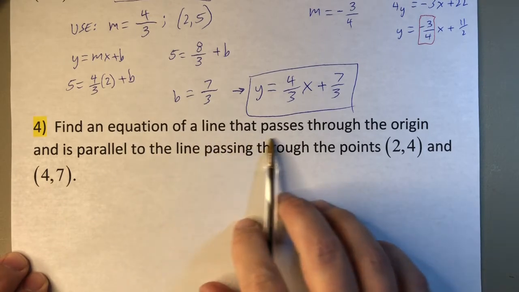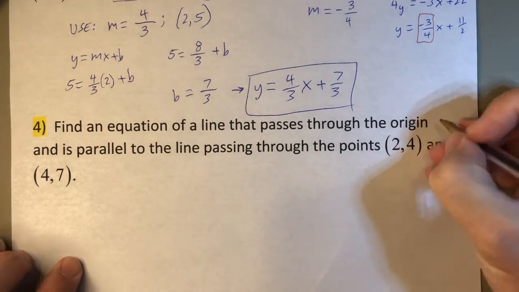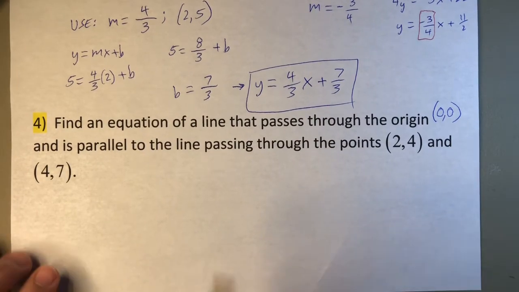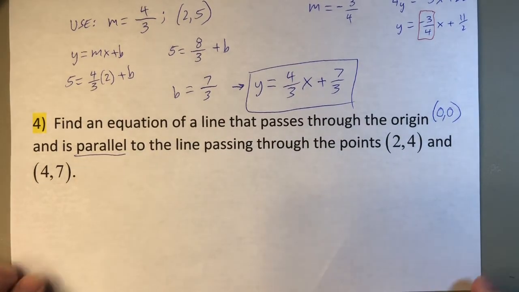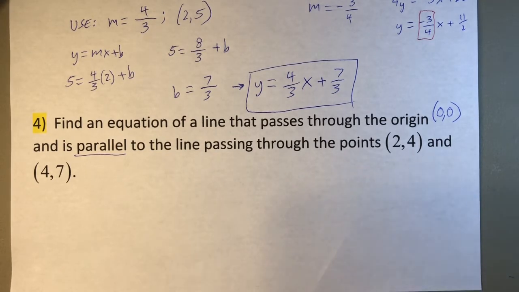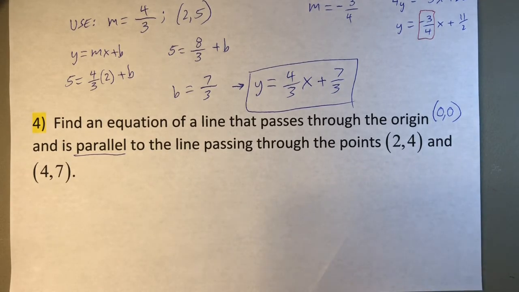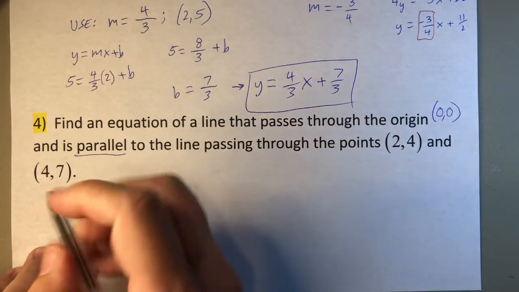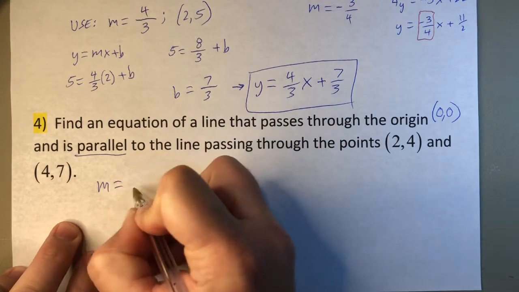Find an equation of a line that passes through the origin, and the origin, by the way, is the ordered pair 0, 0, and is parallel, I want to make sure we understand that, parallel to the line passing through the points 2, 4 and 4, 7. All right, so what do we need to know? Well, we have to figure out, first of all, the slope going through these two points, 2, 4 and 4, 7. So let's figure that out.